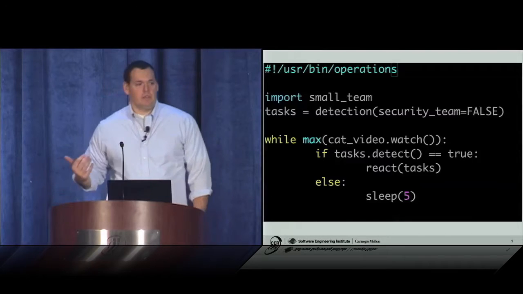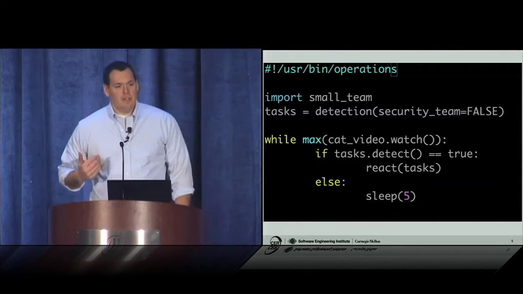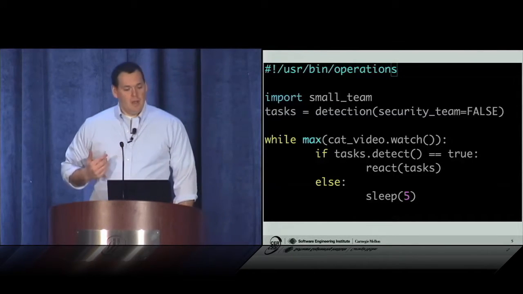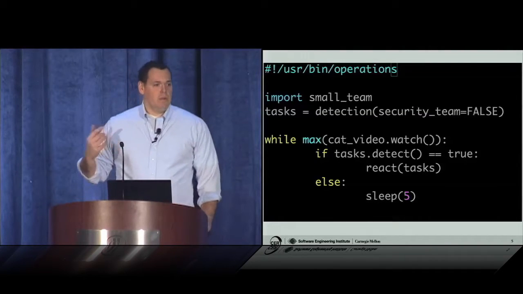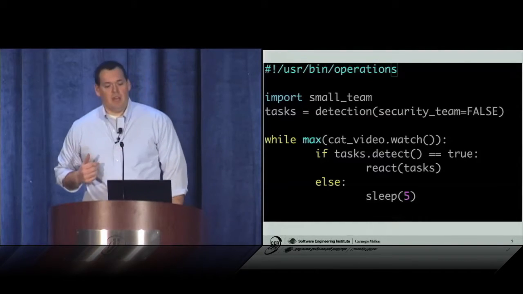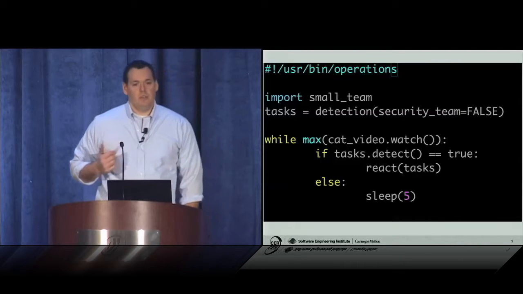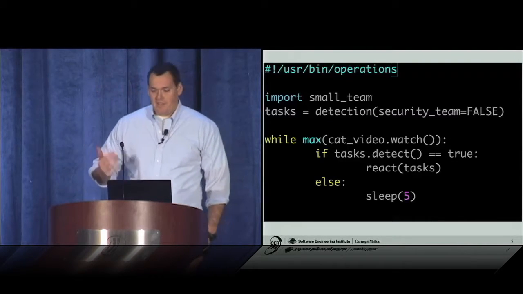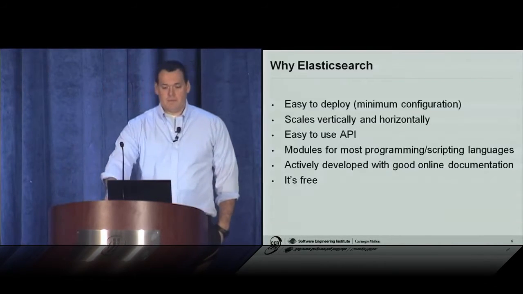All right, so this is the Python script that we have to use. So basically, you insert operation, you have a small team. Our task is do detection with security teams set to false. We need to maximize watching cat videos and react to different events coming in. So that's basically what we do.